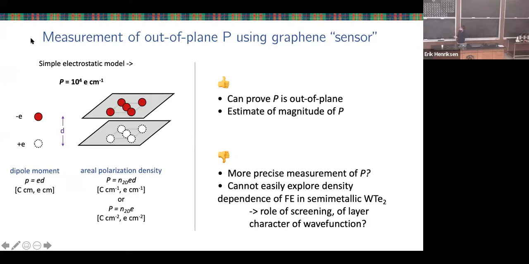And maybe more importantly, and especially for this semi-metallic behavior, it's not easy to explore the density dependence. Like, if I can change the electron density in this ferroelectric semi-metal, what effect does that have on the polarization? That tells you things like the role of screening and what the wave functions are really doing in the WTe2, okay? That was our goal when we started this project, to try to achieve these things.